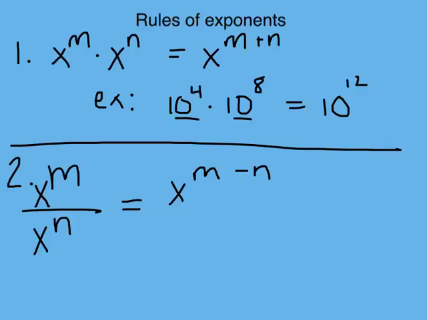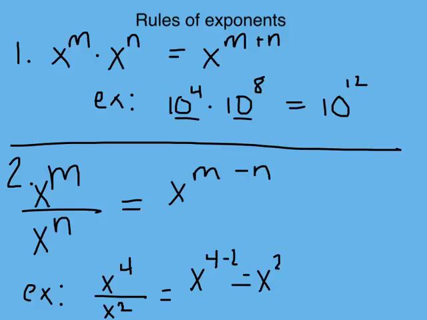So let's look at two examples on that. Here, let's say I have x to the 4th over x to the 2nd. So you would take x to the 4th and x to the 2nd, so you would subtract the powers, so it would be x to the 4 minus 2, which would be x squared.